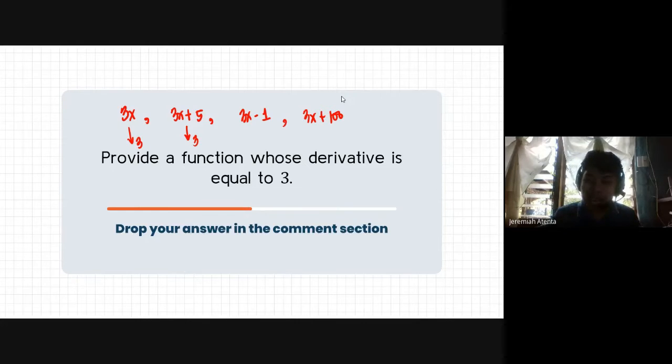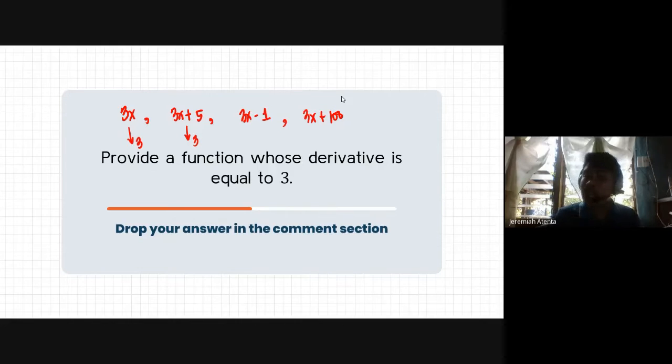As you can see, as long as you just add a certain constant to 3x, the derivative will always be equal to 3 because the derivative of a constant is equal to 0, right? So therefore, we will just add a constant. The functions here only differ by the added constant. Ganon siya.